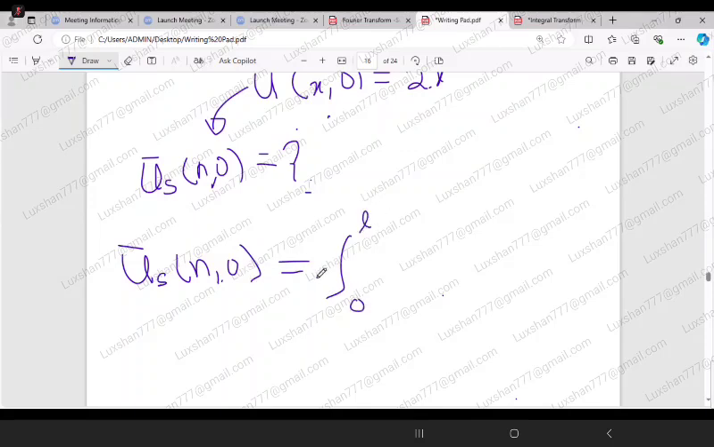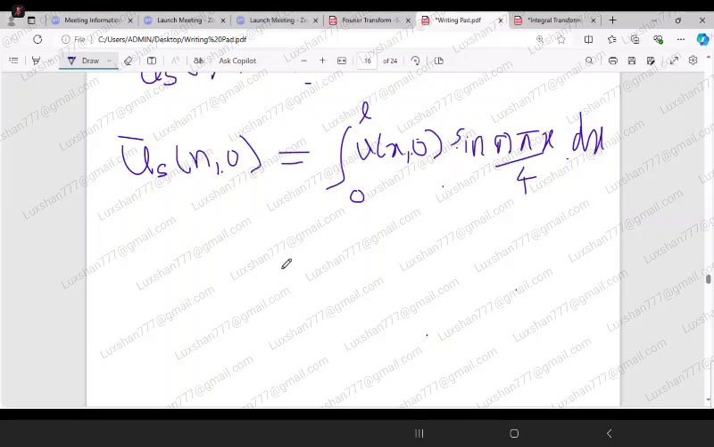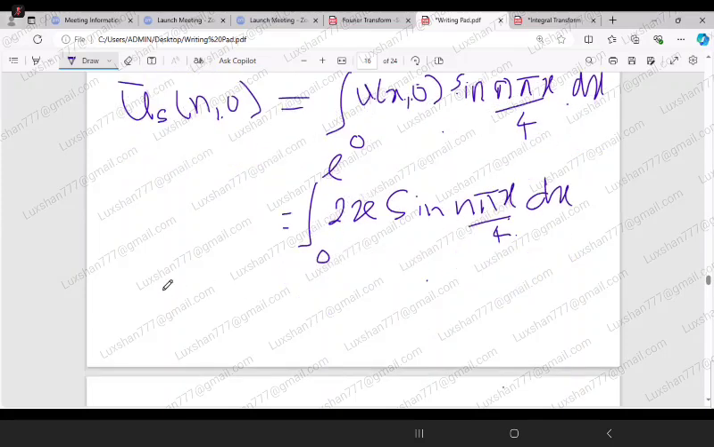integration 0 to L of u x comma 0 into sine n pi x by 4, by definition. I am using the definition. So u x comma 0 is what? That is equal to 2x. So this is equal to integration 0 to L of 2x sine n pi x by 4.